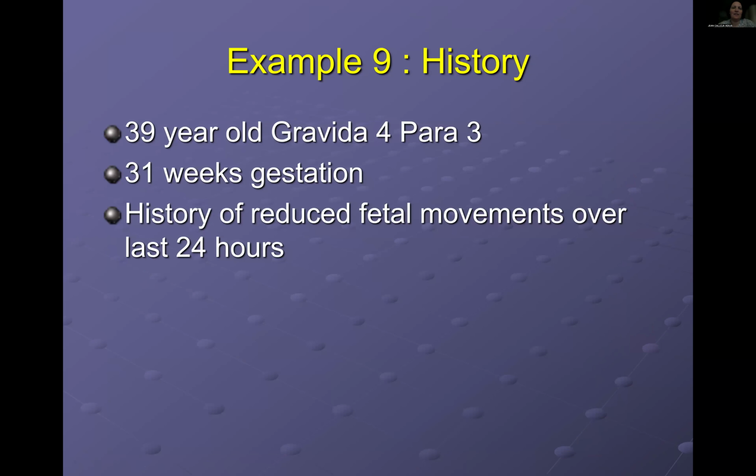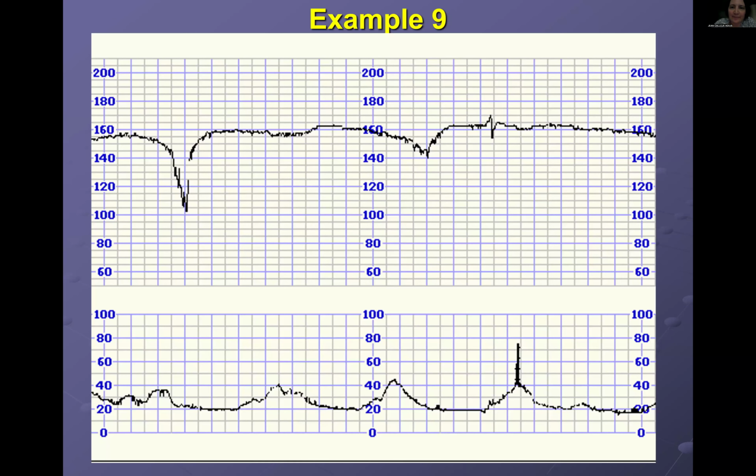Yes, so let's go to our 9th case. We've got a 39-year-old, gravida 4 para 3. So she's in her 4th pregnancy, and she comes at 31 weeks because in the past 24 hours she hasn't been feeling her baby very well. So she had reduced fetal movements. Automatically, reduced fetal movements will make her high risk, right? And she's at 31 weeks. So let's see this CTG that we have at 31 weeks.